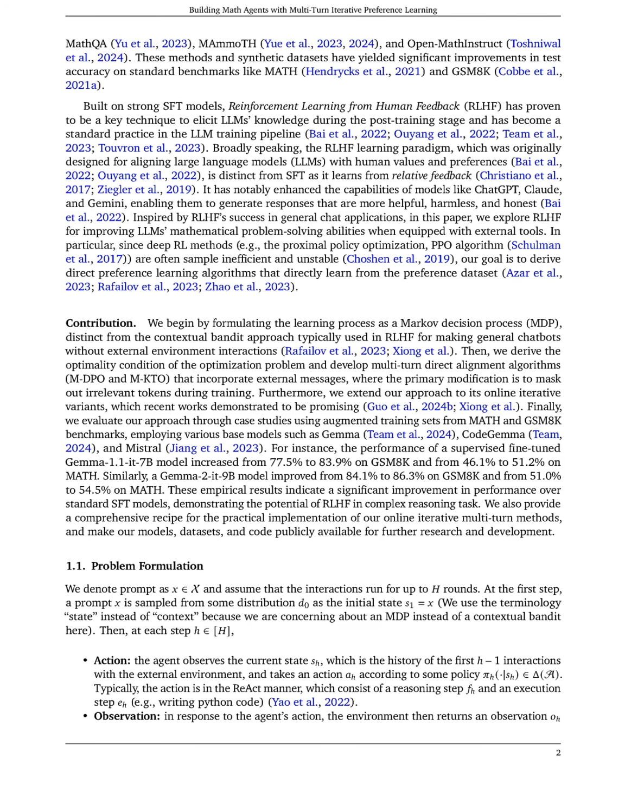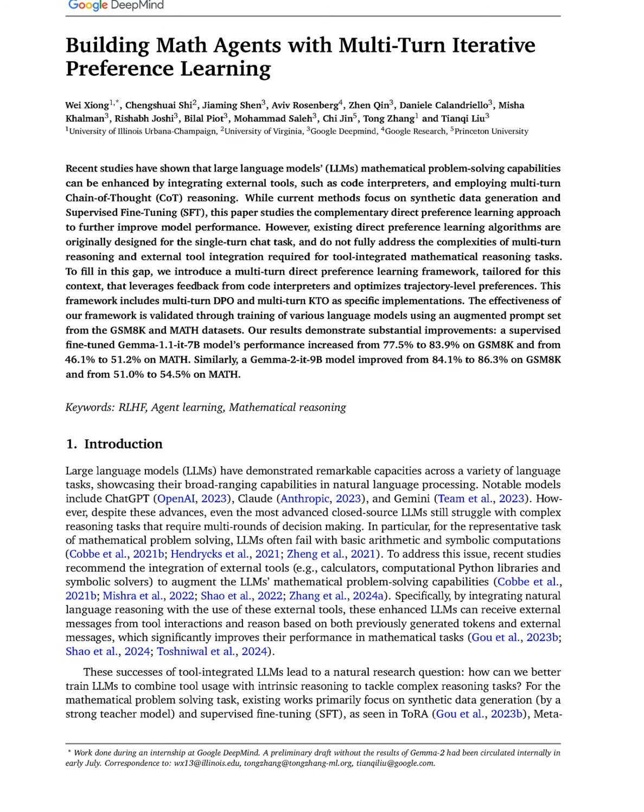Our method specifically aims to enhance the mathematical problem-solving capabilities of large language models, LLMs, by integrating reinforcement learning from human feedback, RLHF, with external tools, addressing their limitations in complex reasoning tasks that require multi-turn decision-making. Existing approaches primarily relying on supervised fine-tuning, SFT, and synthetic data generation often fall short in accurately performing basic arithmetic and symbolic computations, as evidenced by their struggles on benchmarks like Math and GSM-8K.